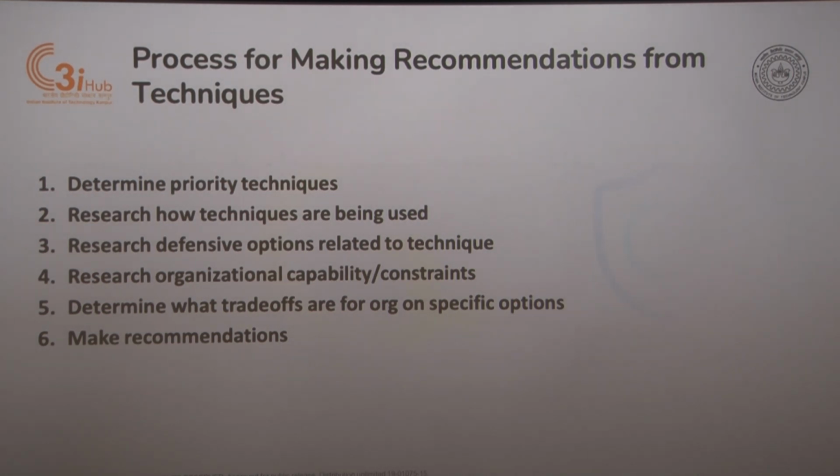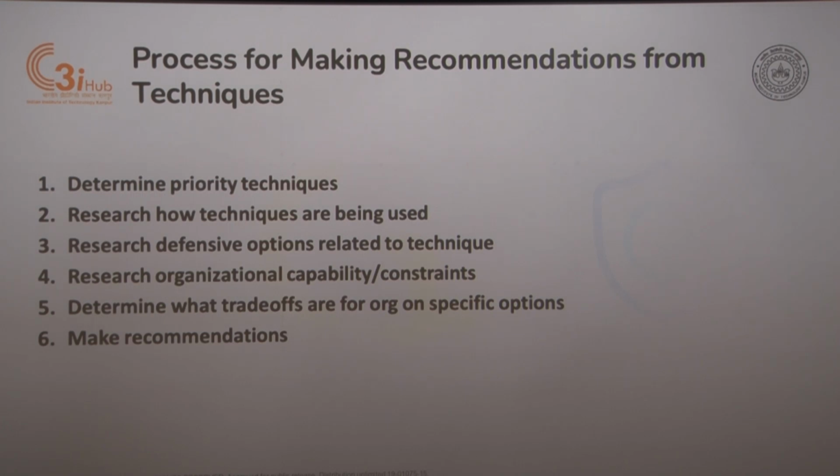Once we prioritize the TTPs or threat intel, we have to research how those techniques have been used in the victim infrastructure. That will give us contextual information, like what has actually been attacked or compromised, and how we can add or recommend mitigation or countermeasure steps on that. Once we understand how a technique has been employed in the victim infrastructure, analysts research defensive options related to the technique.